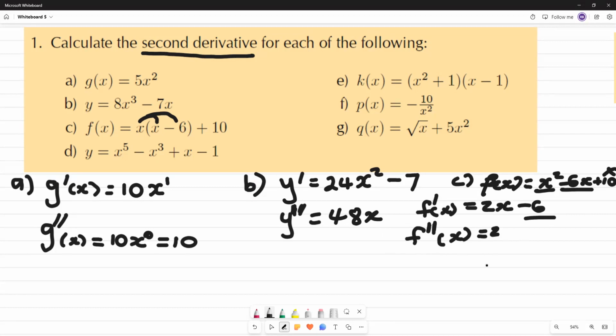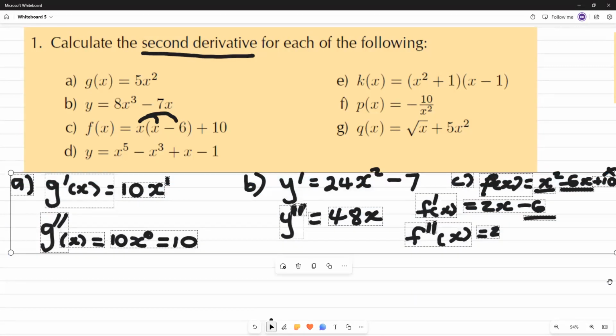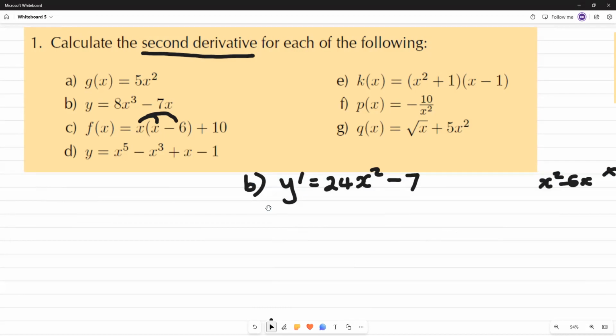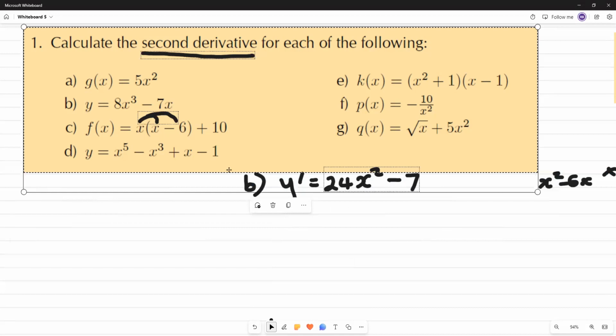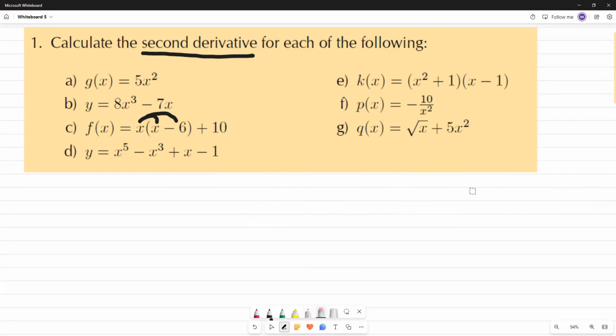Perfect. So ladies and gents, now that you get the hang of it, I would advise you to pause this video and try the rest. And then proceed by watching to see if you went wrong or not. Please pause the video and try on your own and see if you really get the hang of the second derivative. It is a very simple concept.